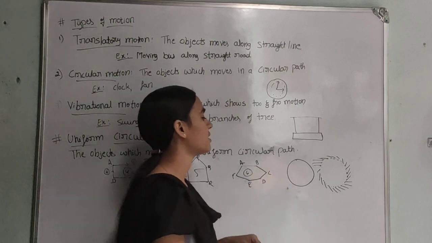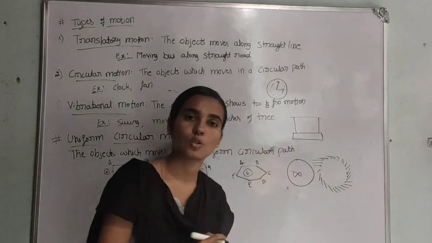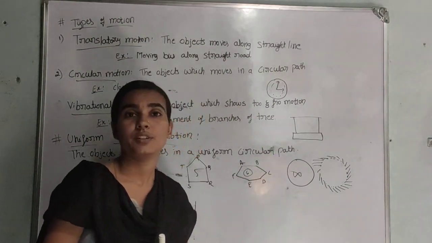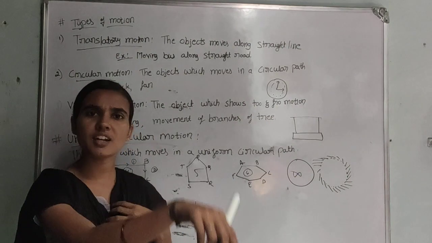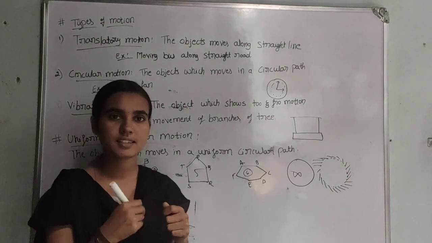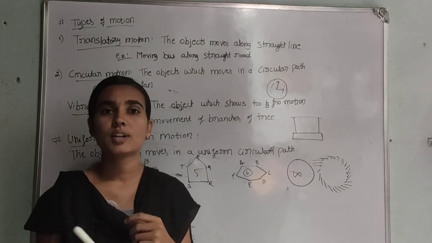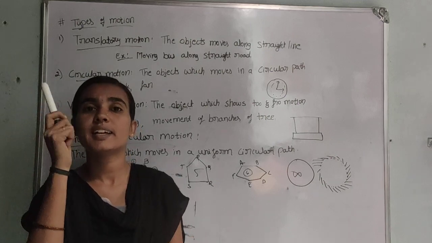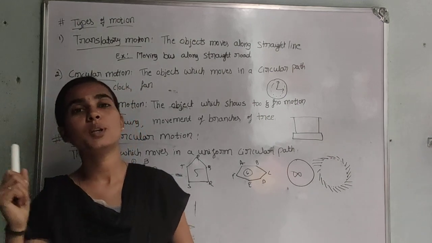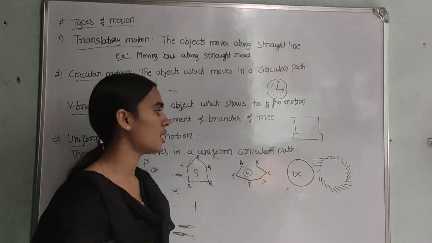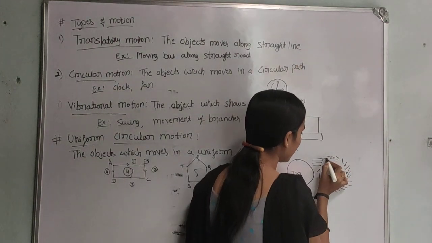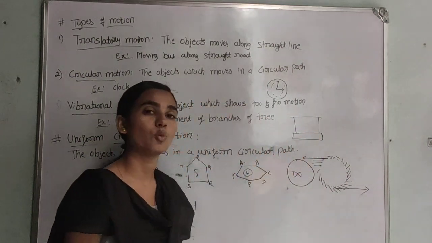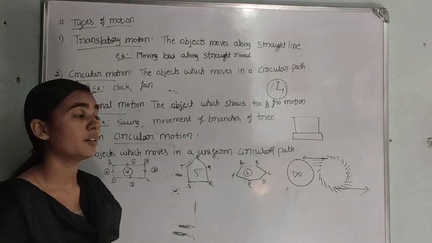So this is called infinite. We can't say a particular direction. Otherwise, you can take a stone, tie it with a thread and start to rotate it. It is moving in a circular path. We can't say the direction of the object when we leave that thread. The object moves along a straight line. If you release it at this point, the object moves here, and if you release it at this point, the object moves along a different path.